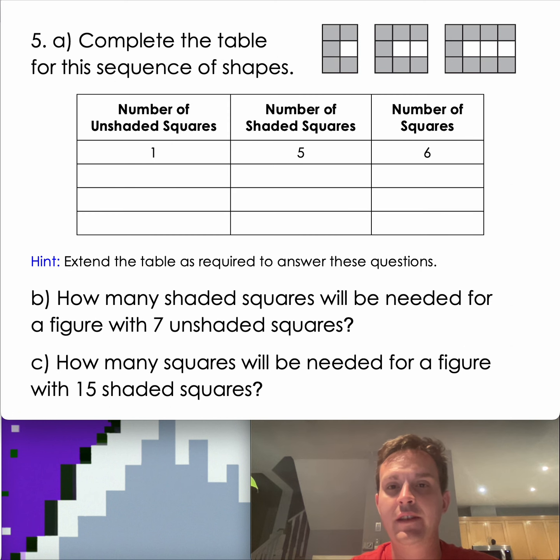And 5, complete the table for this sequence of shapes. The hint is to extend the table as required to answer the questions. B says how many shaded squares will be needed for a figure with 7 unshaded squares? And C says how many squares will be needed for a figure with 15 shaded squares?